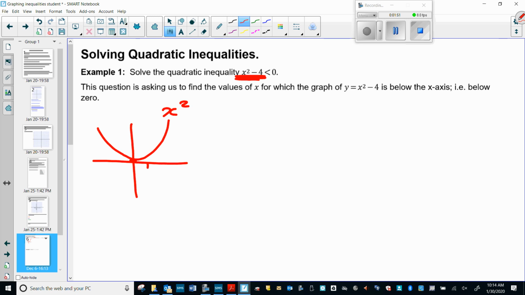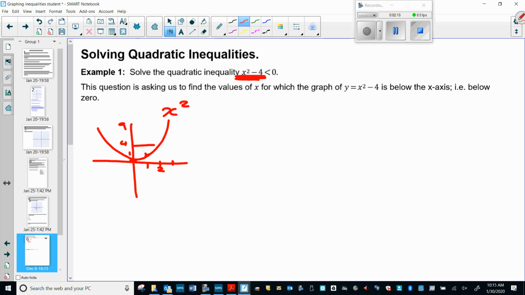It goes through the point 1, 1, 2, 4, 3, 9, and so on and so forth. What feature do they have? They are symmetrical. What do we describe this point as? Minimum point, or the vertex.